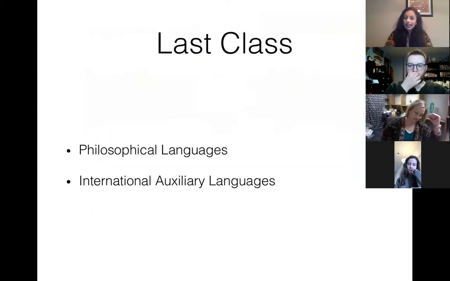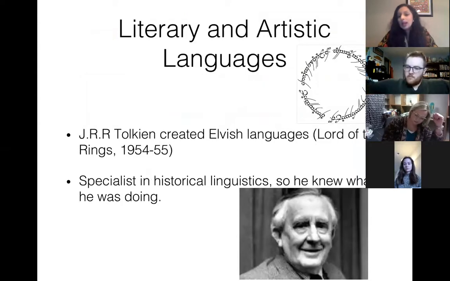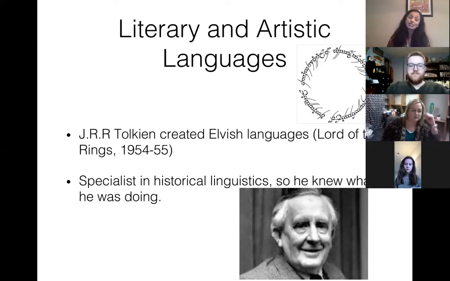All right. So in the last lecture slide that you looked at, I introduced two different kinds of constructed languages: philosophical languages, which were probably one of the first iterations of constructed language, as well as international auxiliary languages, such as Volapük, which was one of the languages that we looked at. We're going to continue in the tradition of older to newer constructed languages.